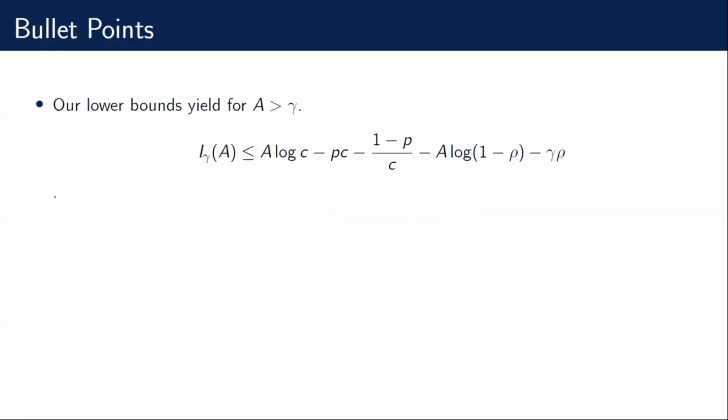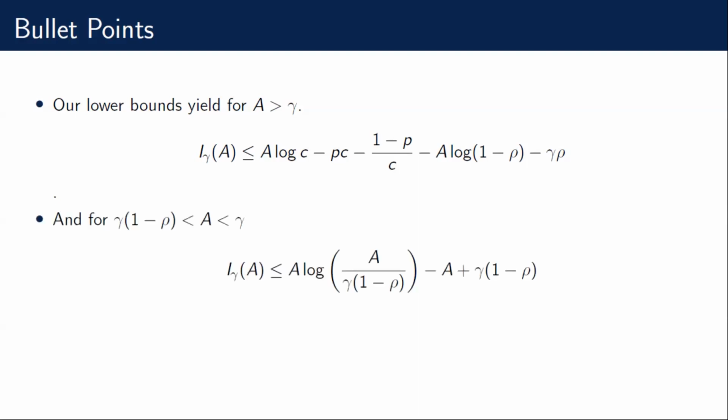So our best possible lower bound for the tag particle to move A, balancing the entropy cost of removing some particles, speeding up to the right, and slowing down to the left. All these things you can do and optimize. And the best possible bound you can get is this: A log C minus PC minus (1 minus rho over C) minus A log (1 minus rho) minus gamma rho, where C is, as we expressed before, the ratio. And that's for A bigger than gamma.